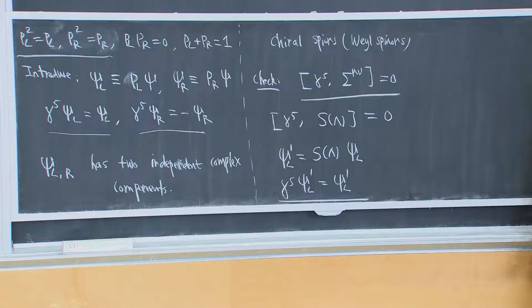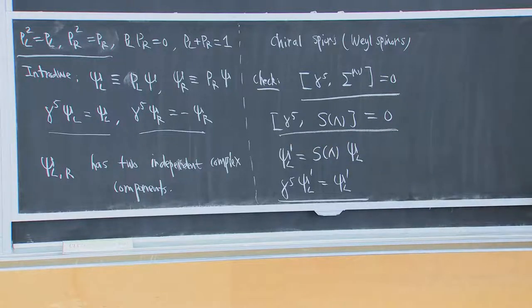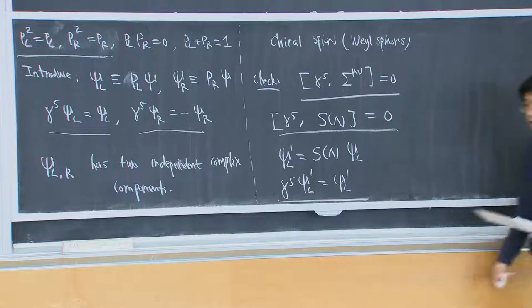So that tells you that psi L and psi R transform separately because gamma 5 commutes with the Lorentz transformation. Each eigenspace transforms separately from the other. Good, any questions on this?